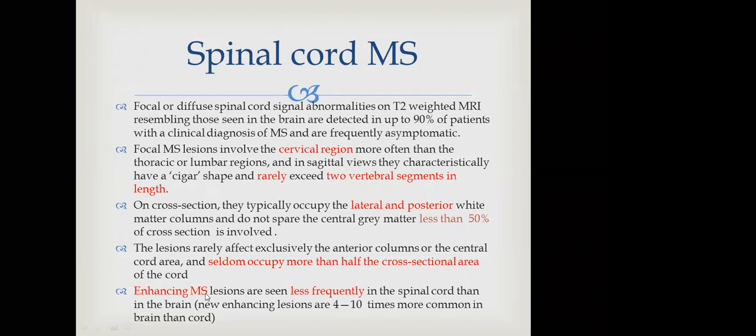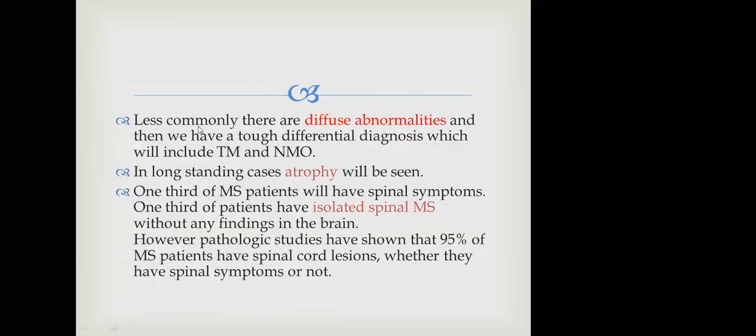area of the cord. Enhancement of the lesion is less frequent than in brain MS. Brain enhancing lesions are about 4 to 10 times more common than in the spinal cord. Less commonly, the spinal cord will be diffusely involved. This will be one of the differential diagnoses, called myelitis or neuromyelitis optica. In long-standing cases, there will be atrophy of the spinal cord.